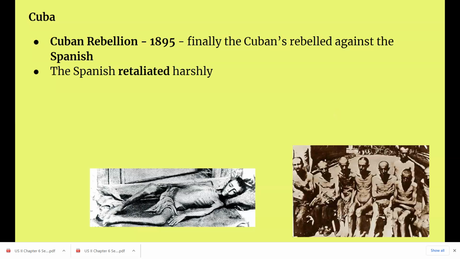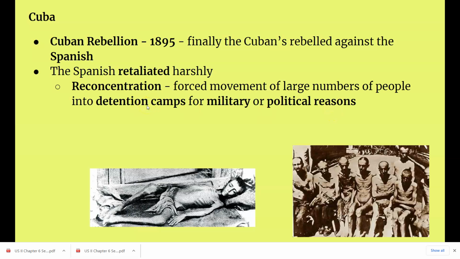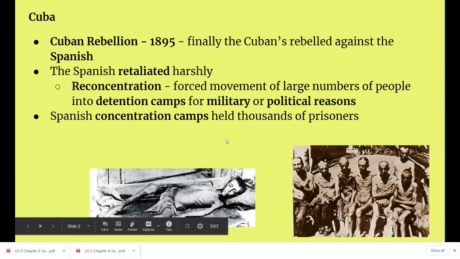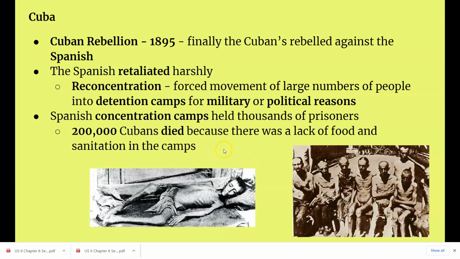They had enough. The Spanish retaliated pretty harshly. They put the native Cuban people into concentration camps. It was called reconcentration, but it was a forced movement of large numbers of people into these detention camps, so they couldn't organize to rebel against the Spanish. Very similar to the famous Holocaust with concentration camps. People were starving, weren't treated well. They were prisoners. 200,000 Cubans died during this time in the reconcentration camps because of the lack of food and sanitation.